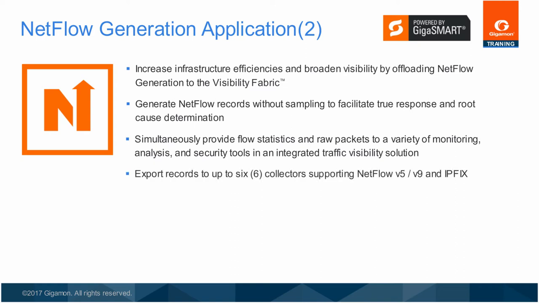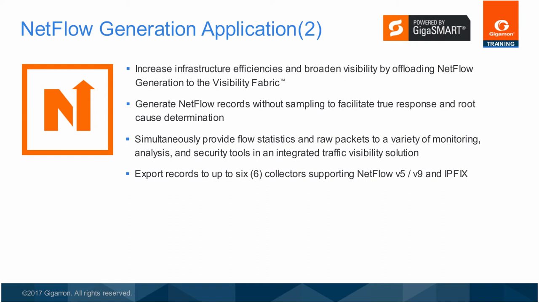Unlike the typical core switch, which supports only one or two NetFlow destinations, GigaSMART is able to forward NetFlow summaries to 6 collectors. Each will receive its own copy of the NetFlow version 5, version 9, or IPFIX formatted flow summaries from that GigaSMART operation.